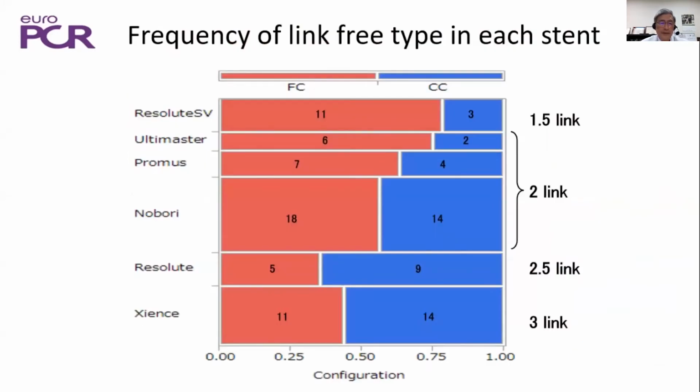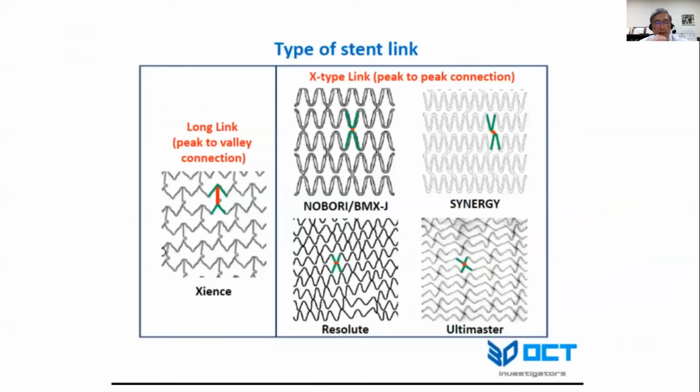This slide shows the frequency of link-free type in each stent. Resolute or Ultimaster, with 1.5 or 2 links, has a high possibility of link-free, and Giant's 3 links have less possibility of link-free. However, Giant has a unique link, peak to valley type. This is like a line and can change its length or shape. Other stents, like the peak to peak type, are a point. It cannot be changed.